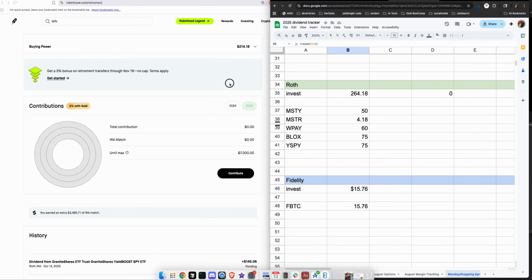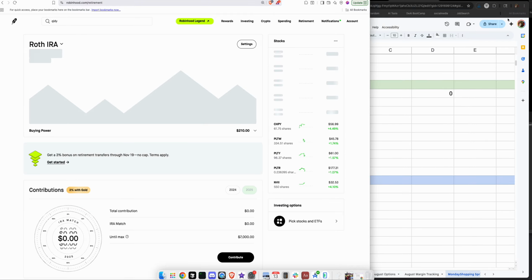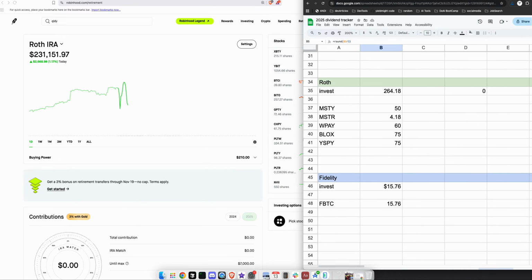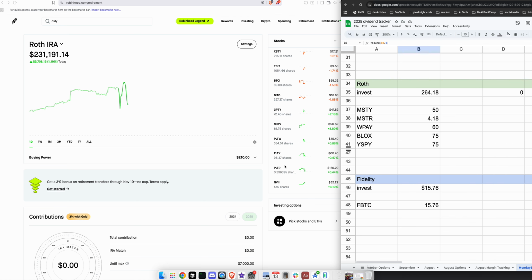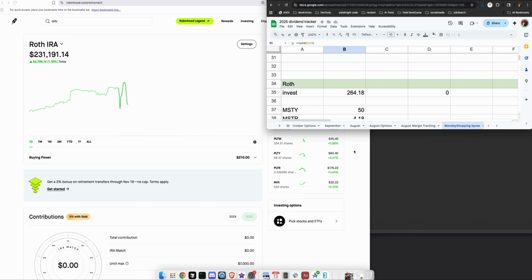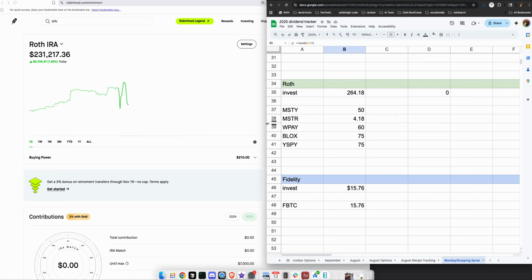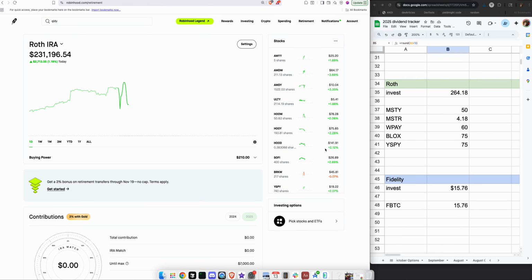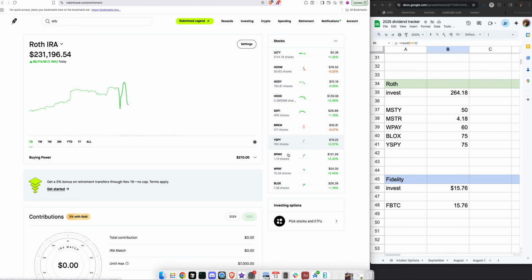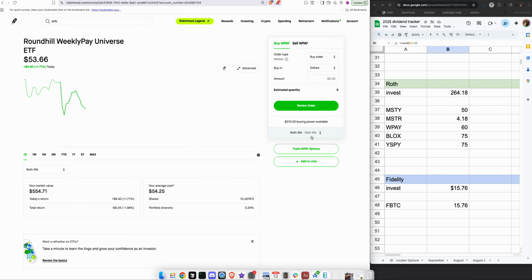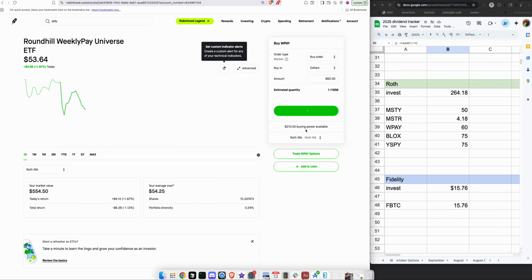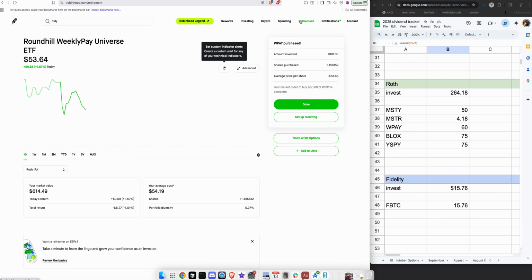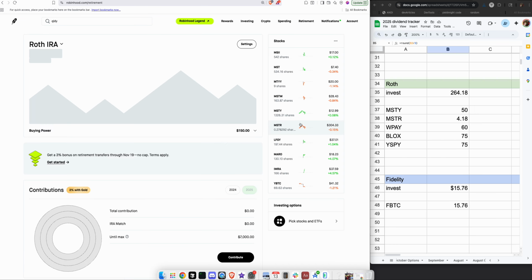And then we're going to go down to WPay, which is all the way down here. Hold on, I'm clicking on things. Okay. And we're going to buy $60 of this. I really love when the volume is big enough that we can do fractional shares. It makes my life much easier.